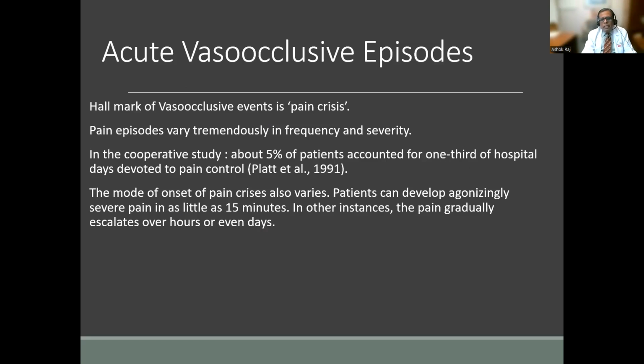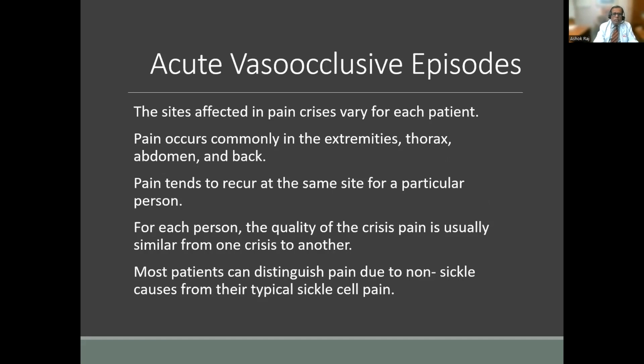The pain in sickle cell disease varies. Patients can develop agonizingly severe pain in as little as 15 minutes. In other instances, the pain can gradually escalate over hours or even days. So the sites of pain vary from each patient. The most common sites occur in the extremities, thorax, abdomen, and back. Pain tends to recur at the same site for a particular person at a particular point in time.